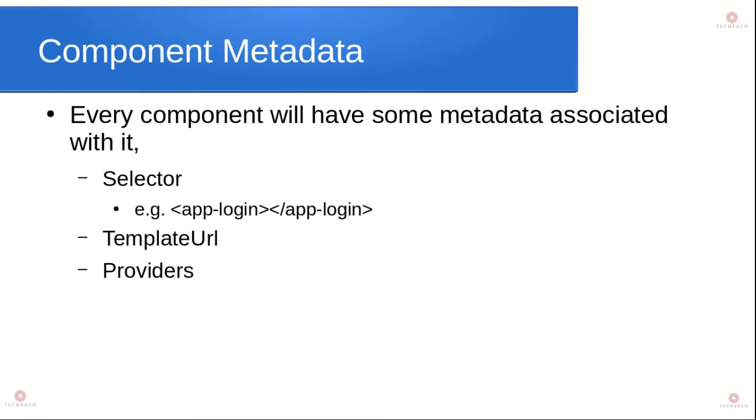Template URL is the relative path of the HTML file which is the view of this component. You can have template instead of template URL, which will contain the HTML code for this component. And the third is providers. Providers is an array of providers for the services that are required for this component.